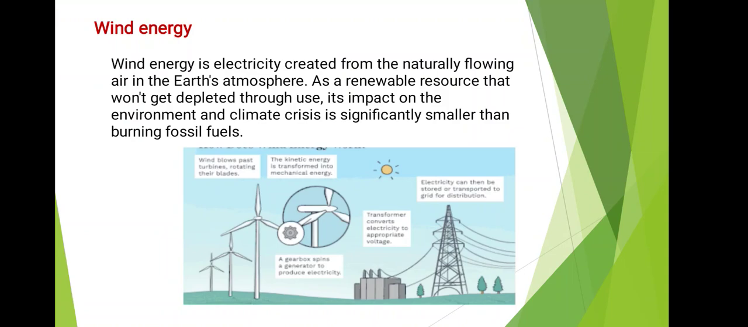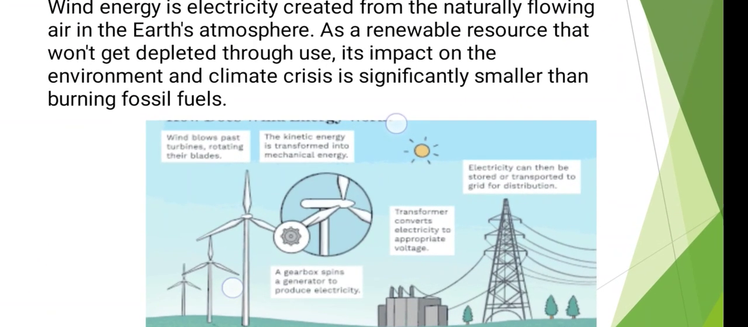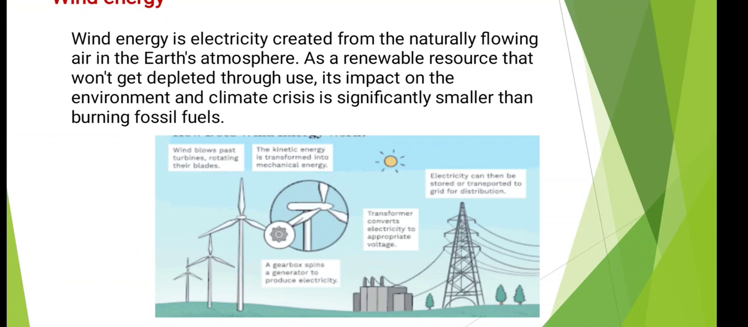Wind energy. Wind energy is the electricity that is created with the help of natural flowing air in the earth's atmosphere. As a renewable source that won't get depleted through use, its impact on the environment and climate crisis is significantly smaller than burning fossil fuels. Here I have taken an example of how wind turbines run. Wind blows past the turbine, rotating its blades. Then the gearbox converts this energy into electricity, and then this is distributed among the grids.